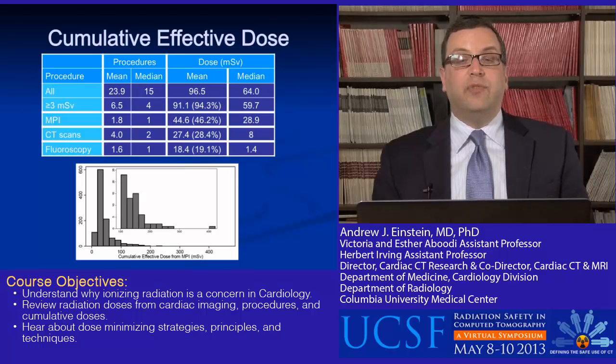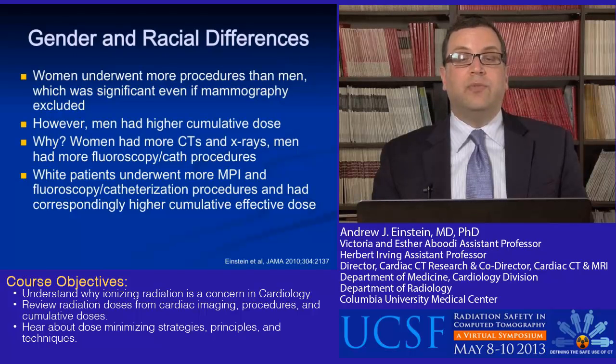Most of this radiation dose derived from myocardial perfusion imaging studies and from CT scans, as well as from fluoroscopically guided interventional procedures. We found gender and racial differences. Women underwent more procedures than men, which was significant even excluding mammography. But men had higher cumulative radiation doses. This is probably due to the different types of procedures performed. Women had more CAT scans and X-rays, whereas men had more fluoroscopically guided procedures performed in the cardiac cath lab.